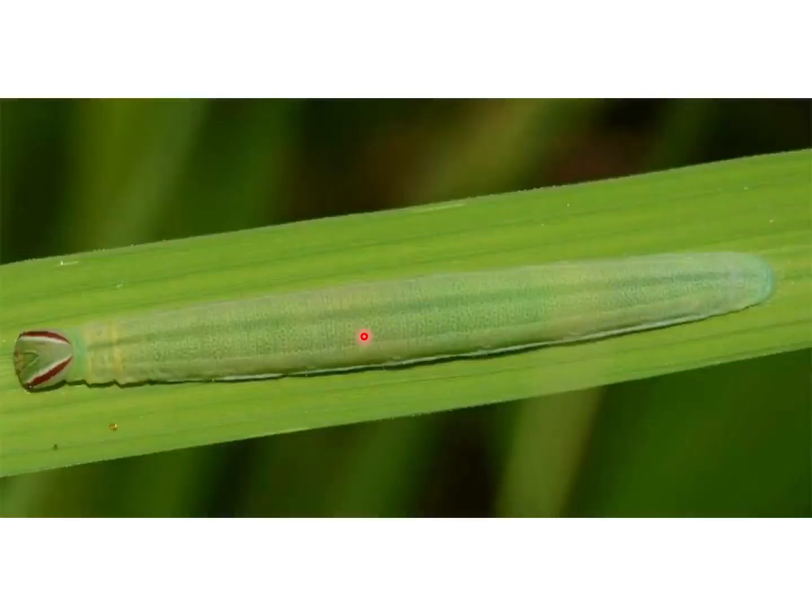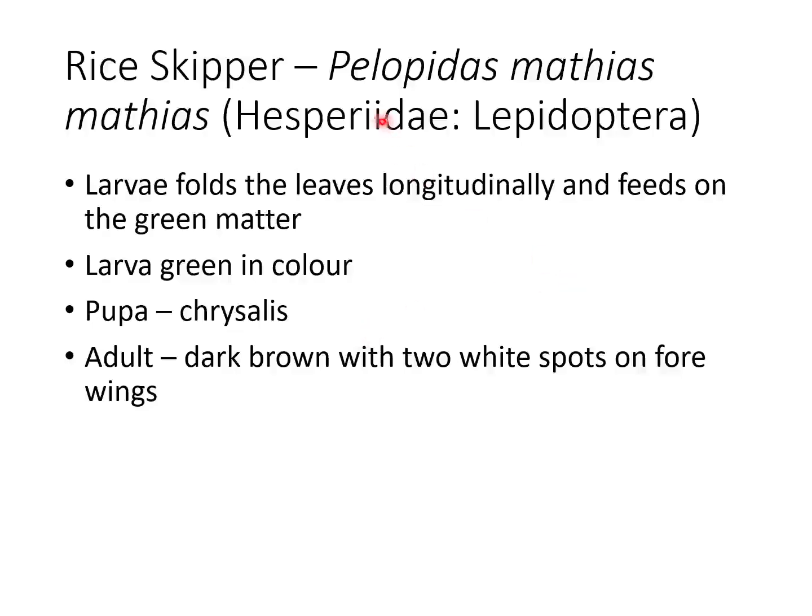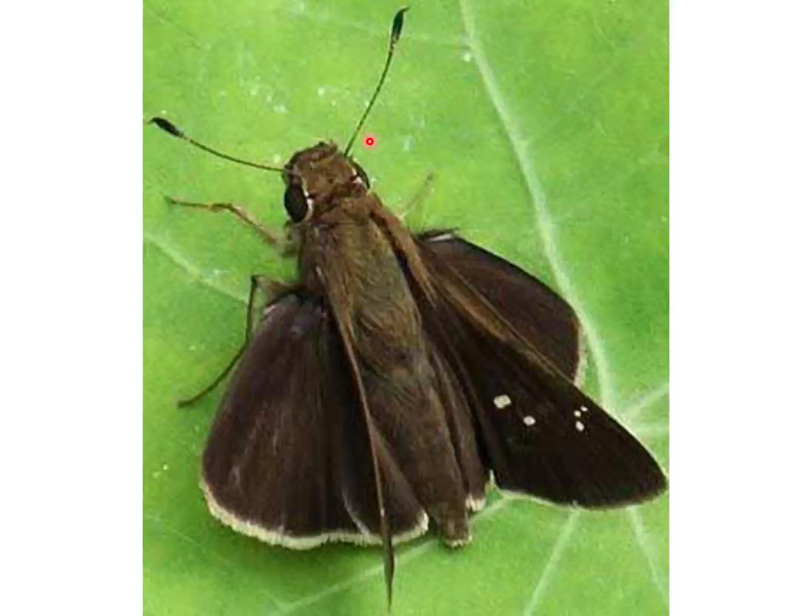It folds the leaf longitudinally and feeds on the green matter. And see the larva. Larva is green in color. The pupa is a chrysalis, and the family is Hesperiidae, the skipper family. So the skipper, if you remember the taxonomy classes, has hooked antennae, and the wings are not held either upwards or spread. It is at a 45-degree angle to the body.